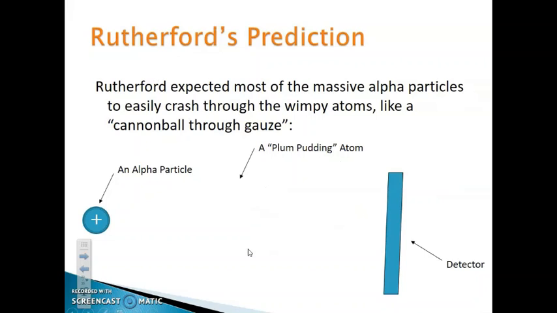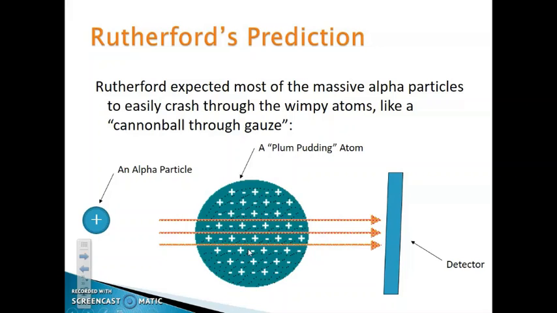So he literally thought that the alpha particles would crash through the atoms like a cannonball through gauze, is what he said. And gauze, if you know much about healthcare, gauze is like a bandage, Band-Aid, and so on. So if you shoot a cannonball through a Band-Aid, it's going to crash right through. So this is what he expected to happen.